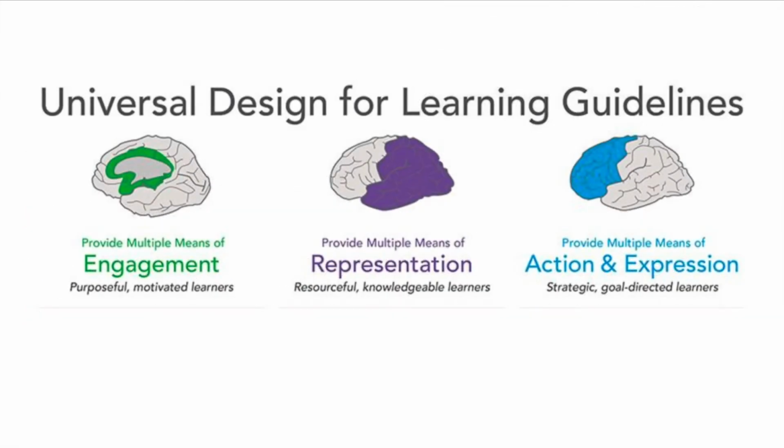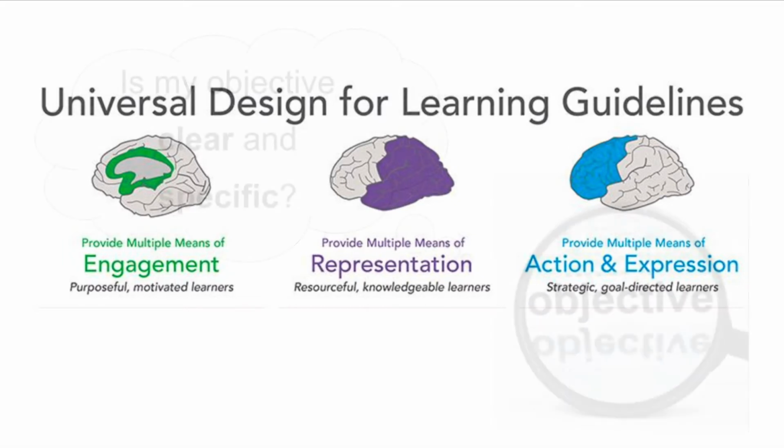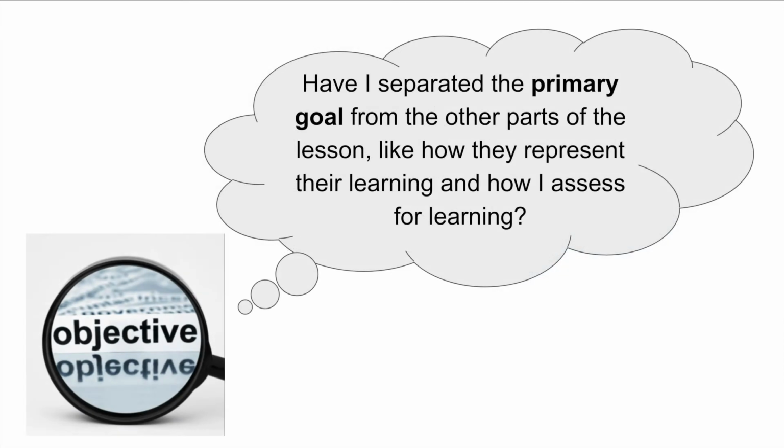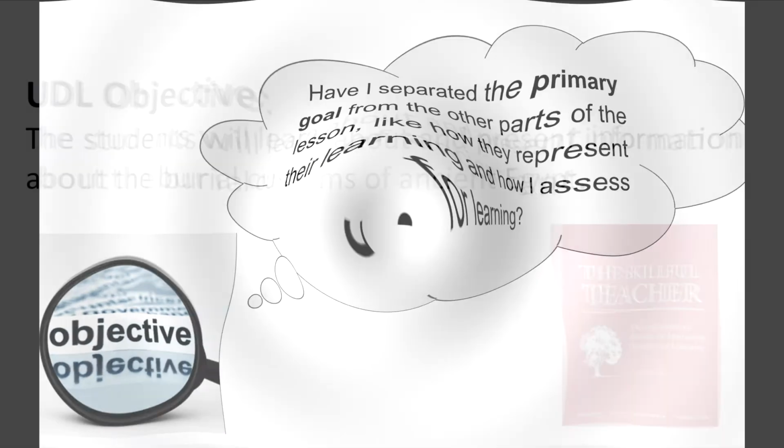Let's look at a learning objective that uses UDL principles. We'll keep the original learning goal, which addresses the content we want students to learn, but we will ask ourselves a series of questions to ensure that we are lowering barriers to student access. So, as I'm planning, the first question is, is my objective clear and specific? Then, have I separated the primary goal from the other parts of the lesson, like how they represent their learning and how I assess for learning?